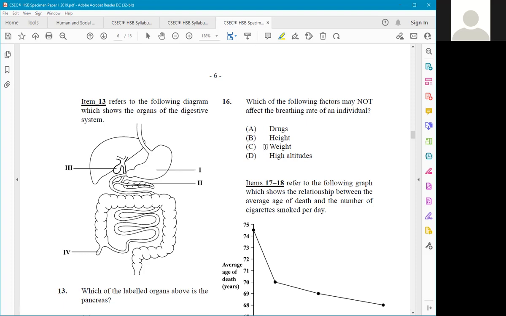In the meantime, weight, an obese person tends to have a different breathing rate, as we found out about that. High altitudes, that would affect your breathing rate because the concentration of oxygen is less at high altitude because the air is less dense, and in order to get the same volume of oxygen into your body, you tend to try to breathe deeper and more rapidly. But the correct answer would be height, which is B. Height does not affect breathing rate.